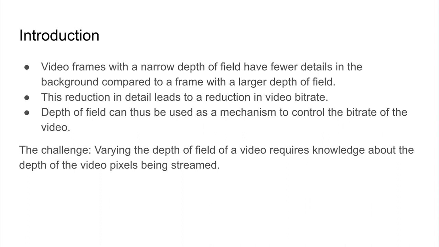Video frames with a narrow depth of field have fewer details in the background compared to a frame with a larger depth of field. As a result, video frames with a narrow depth of field have lower video bitrate. So therefore, depth of field can be used as a mechanism to control the bitrate of the video.